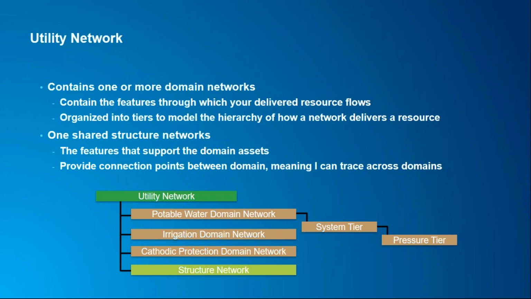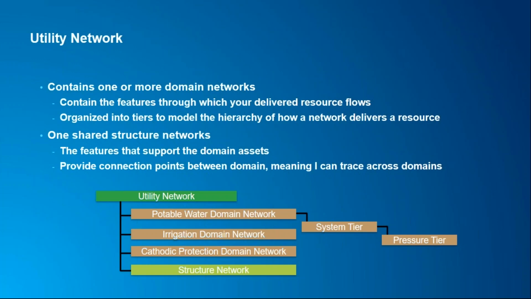One is the composition of the utility network. When we think about how we model networks today, we model them all as a complete system. The utility network allows us to start breaking these networks out into a series of different domains. So the utility network lets us model one or more domains. The easiest way to think about a domain is your water domain, your sewer domain, your stormwater domain, or your electric domain. It is essentially all the features required to deliver or collect a resource.